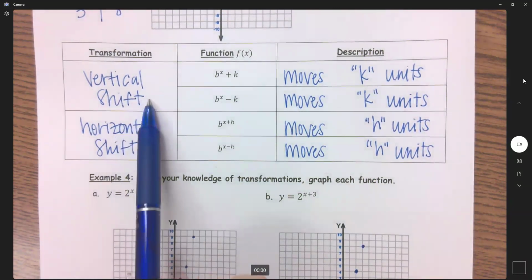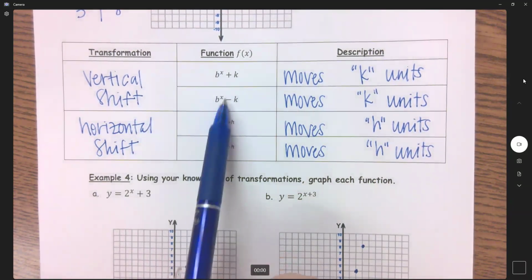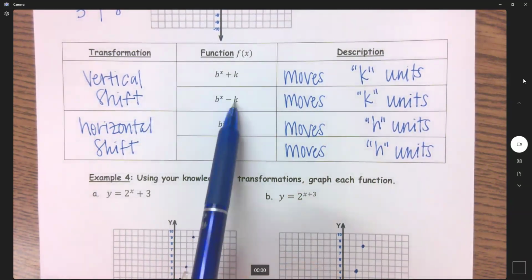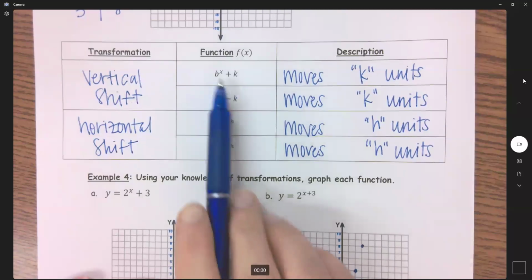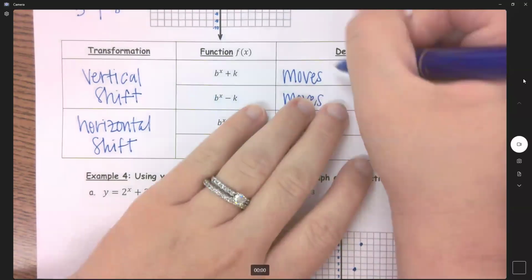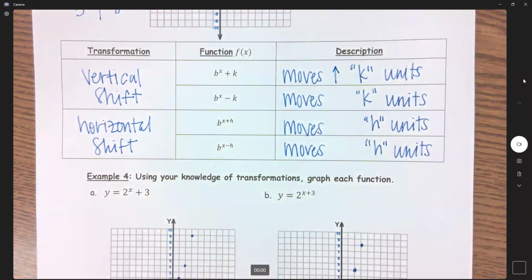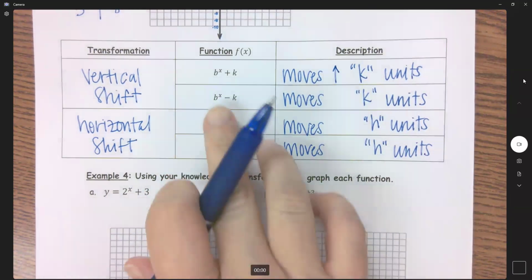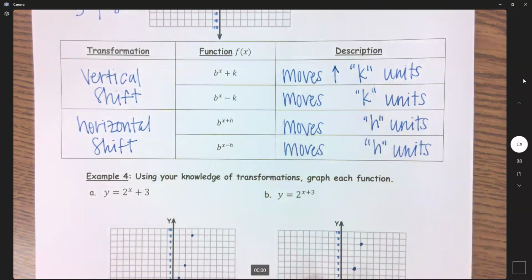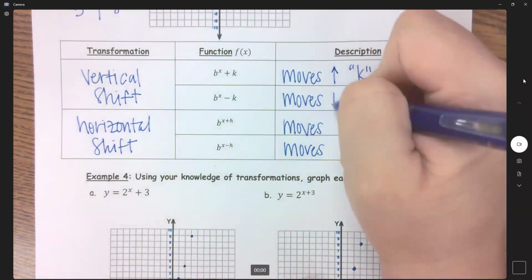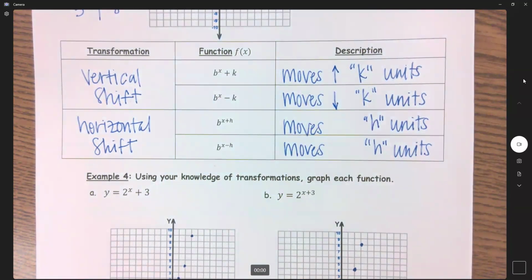And so I'm going to have a vertical shift when I have my b to the x power, and then we have a k being added or subtracted outside of that exponent position. When that happens, when I have a plus k, that is going to move my graph up k units. And when I have a b to the x power and then minus k, again, not in that exponent position, that moves this graph down. So plus is up, minus is down. Those behave the way we would think.